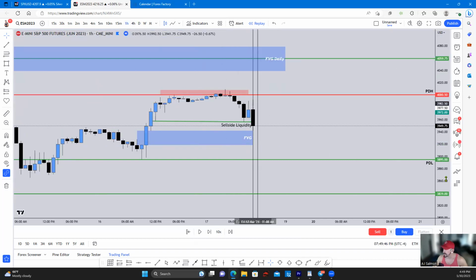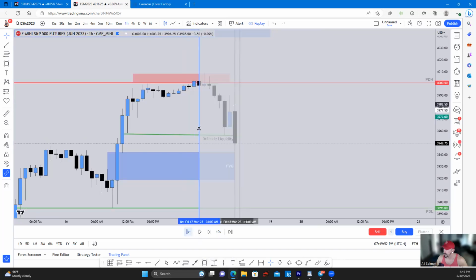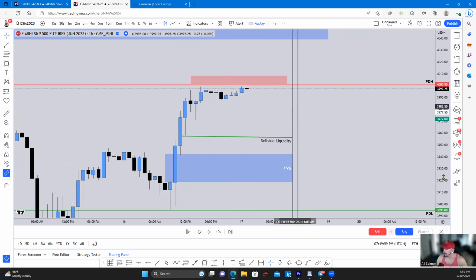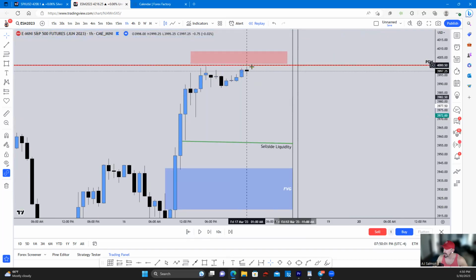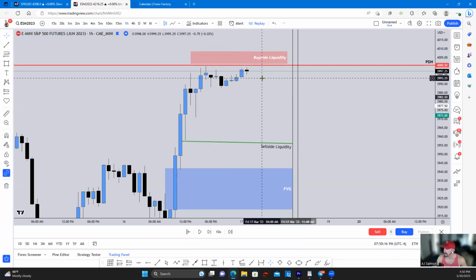Okay. So you can see here, if you were in London just before 3 a.m. here, you can see that we have the previous day's high lining up with relatively equal highs. So this is your buy side liquidity, right? On the higher time frame here. Wow, that's butchered. Liquidity here on the higher time frame, buy side.